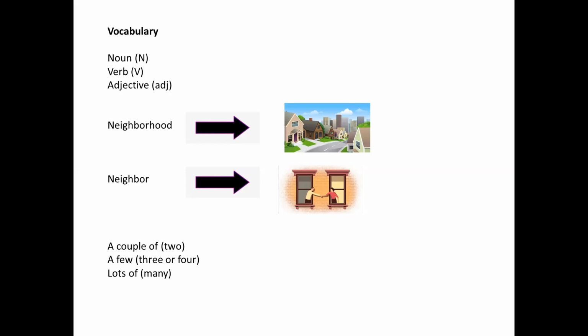Also today, there are 3 more phrases we need. Number 1, a couple of, meaning 2, a few, meaning 3 or 4, and lots of, meaning many. We usually use lots of in a positive sentence, and often we use many in a negative sentence. So I may say, there aren't many people, and so that's negative with not. So we're going to use lots of, not many.